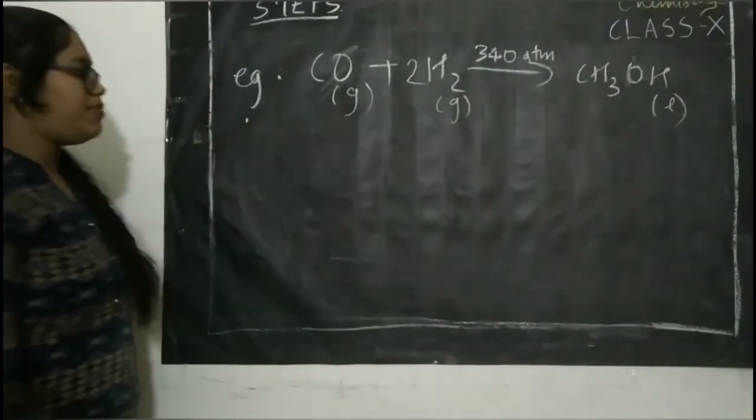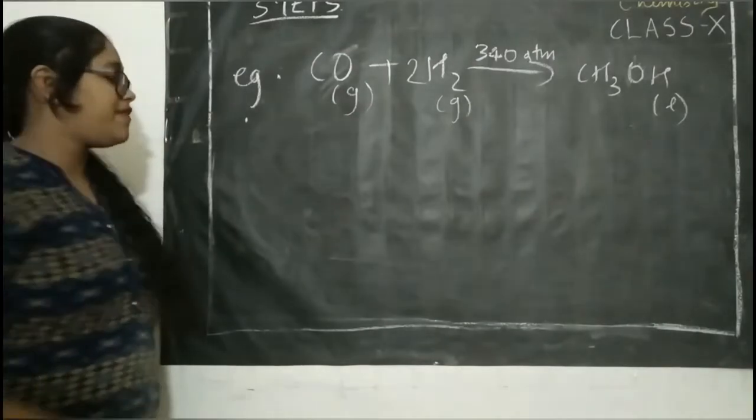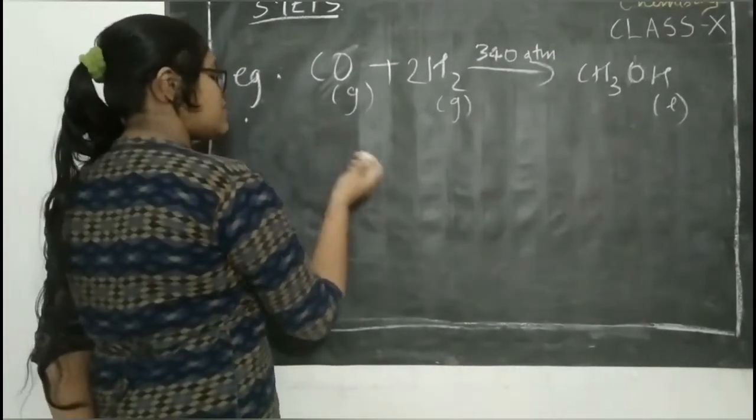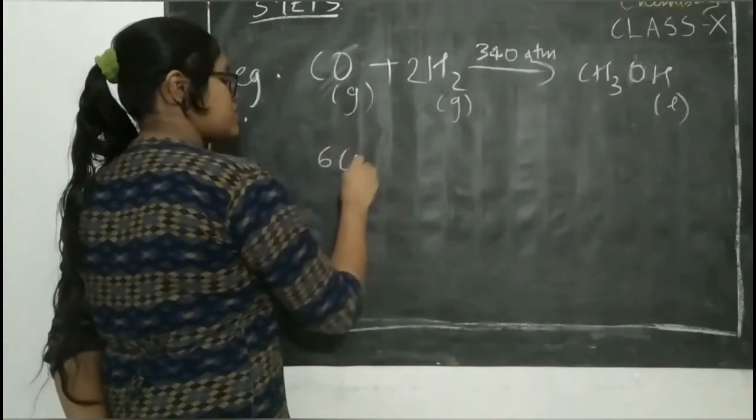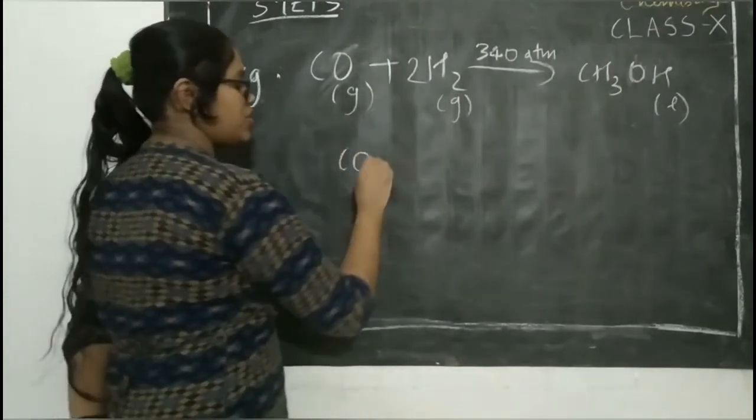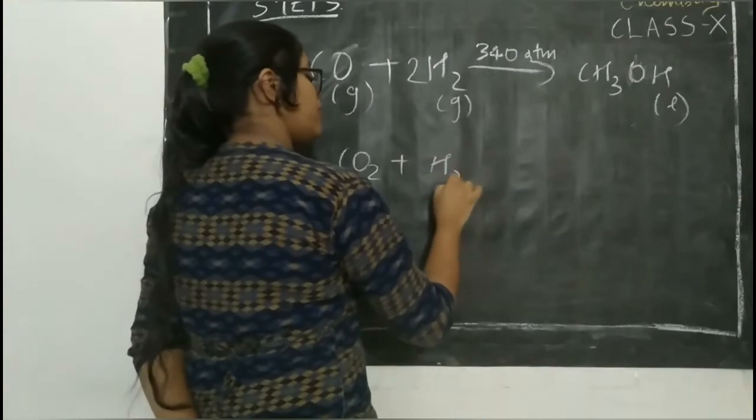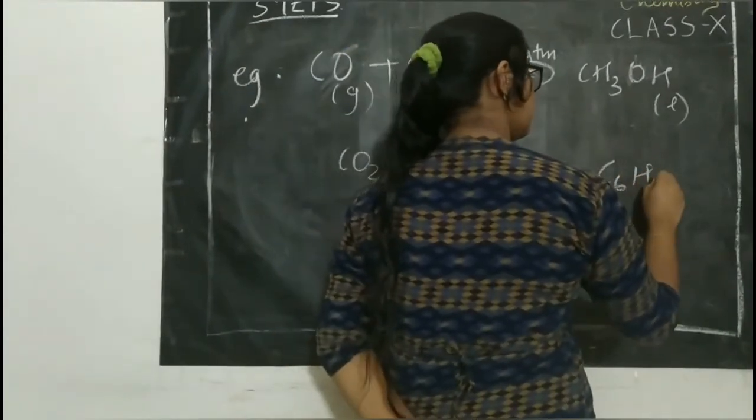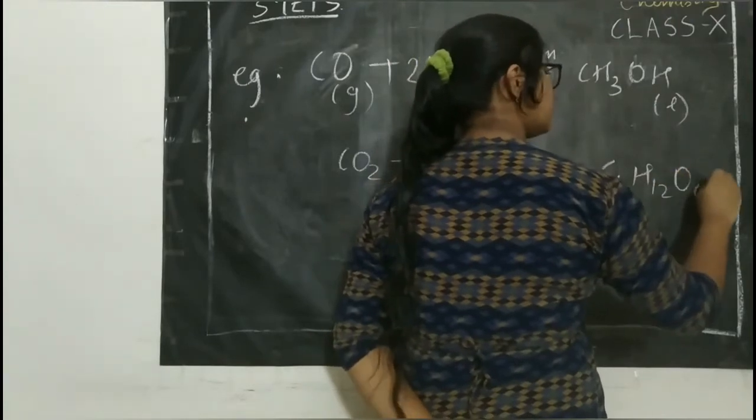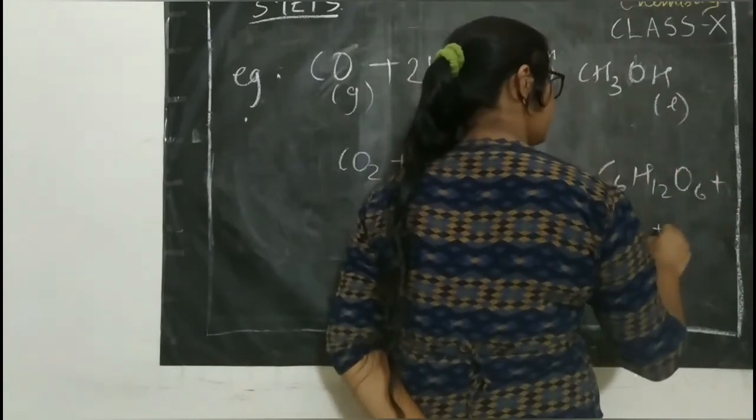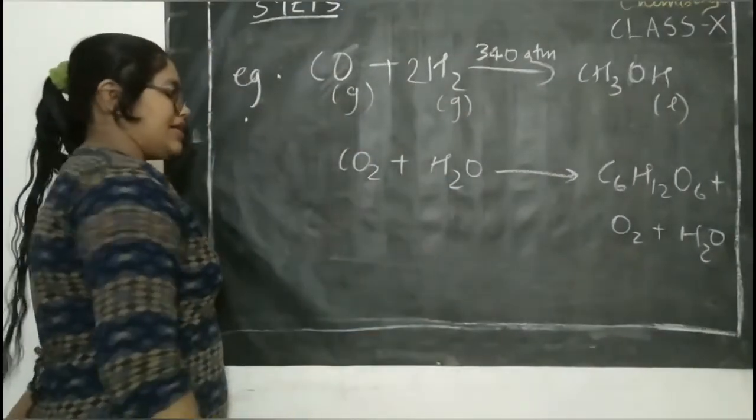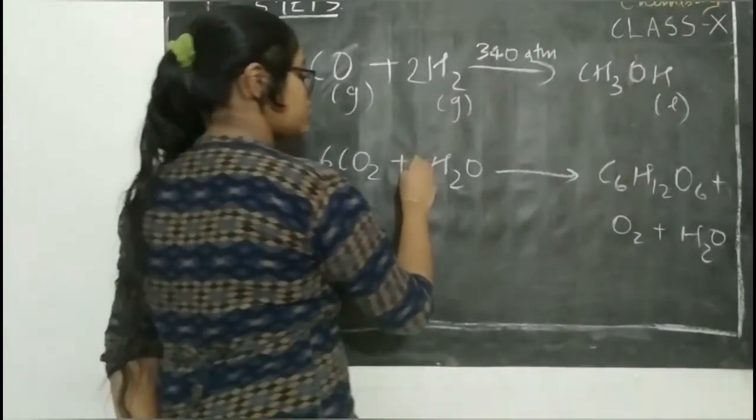Now another example, a familiar reaction, that is the reaction of photosynthesis. First of all I will write the reaction. CO2 plus water gives C6H12O6 plus O2 plus water. First of all we should balance it. So I am balancing it.